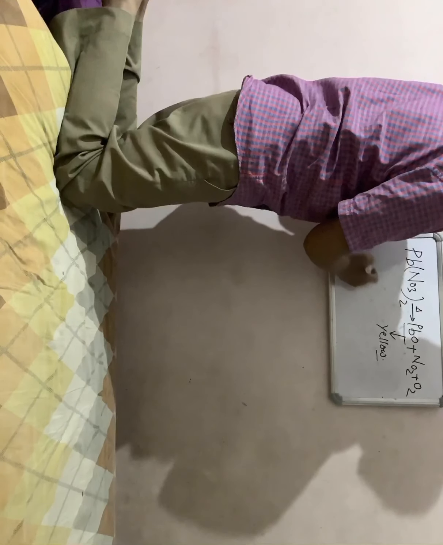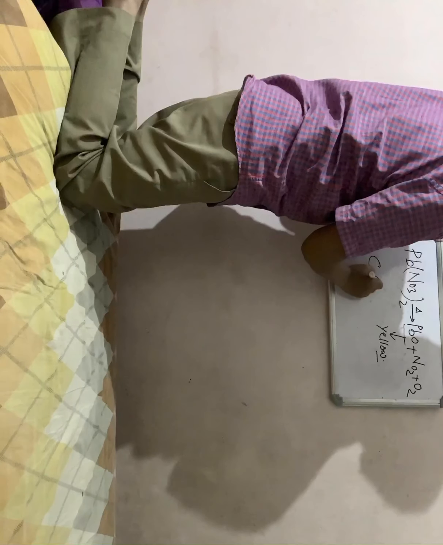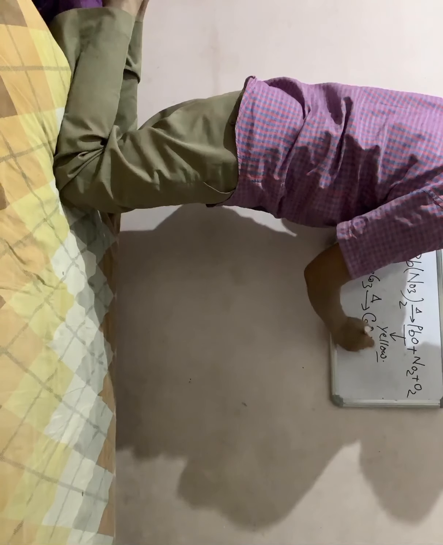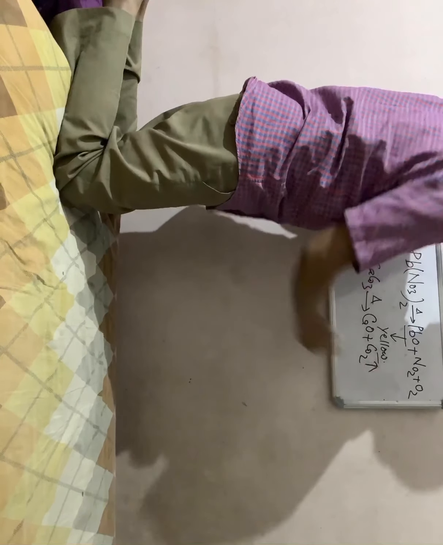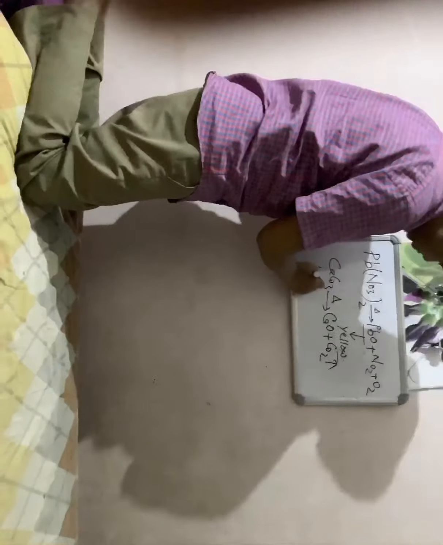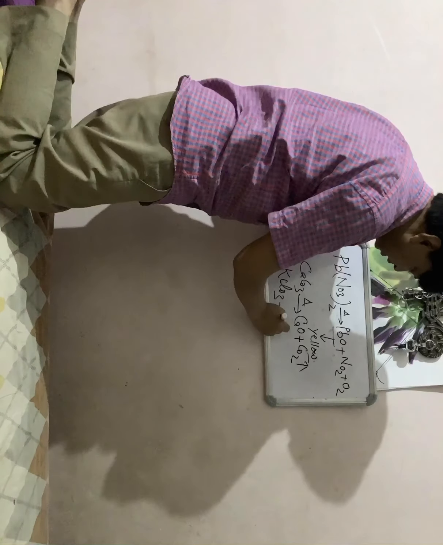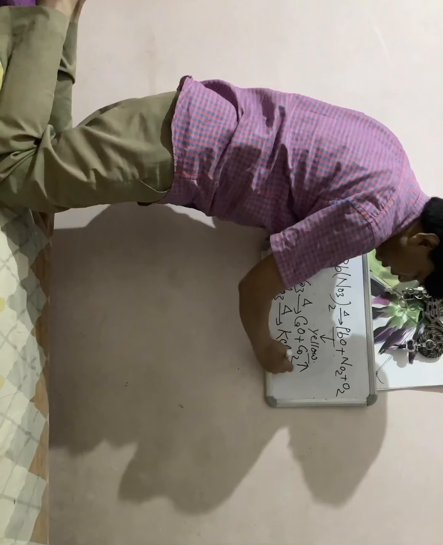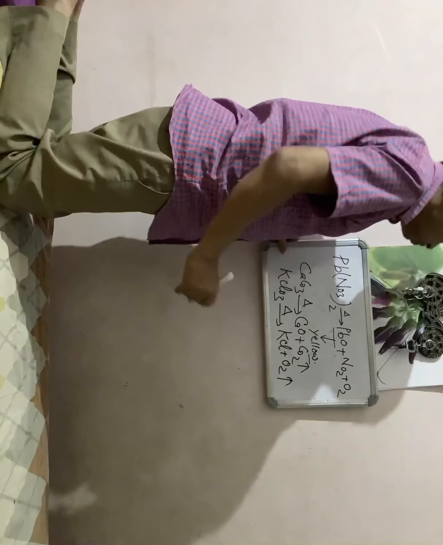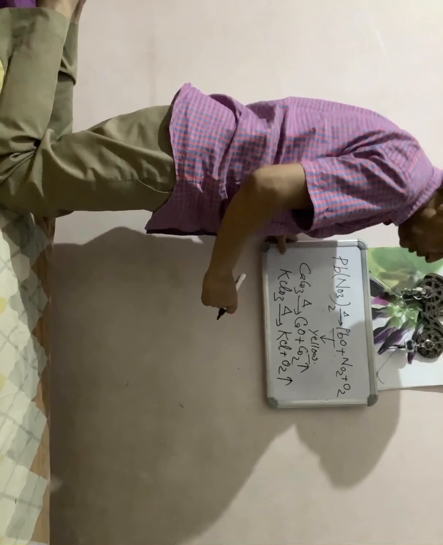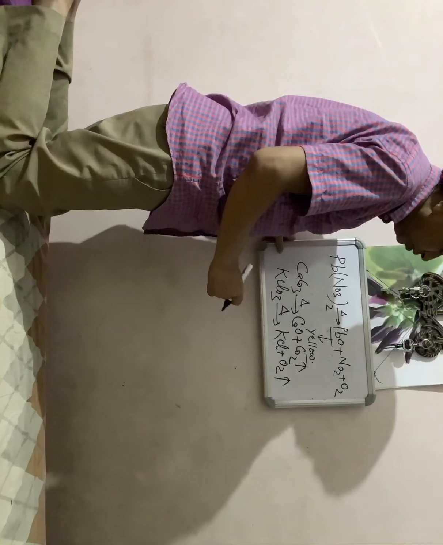Second example of thermal decomposition: when CaCO3, calcium carbonate, is heated, that gives calcium oxide and carbon dioxide. This is also an example of thermal decomposition. Third example of thermal decomposition is when potassium chlorate is heated, that gives potassium chloride and oxygen gas is released. You already know that in the equation the upward arrow is given for the gas and the downward arrow is given for the PPT.